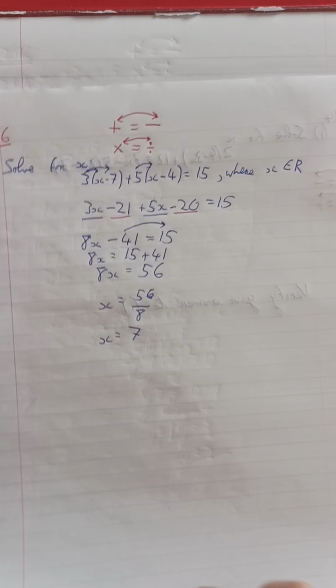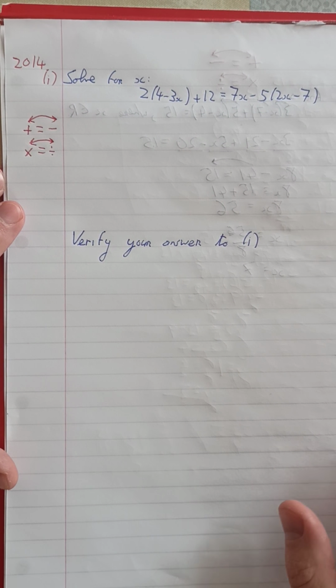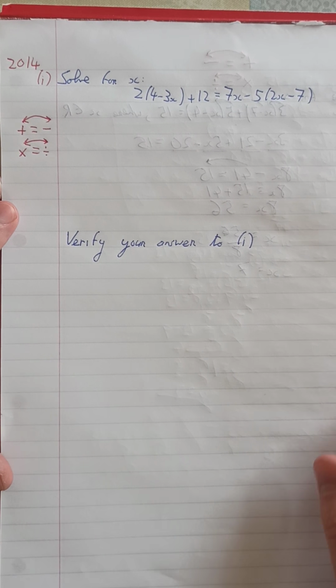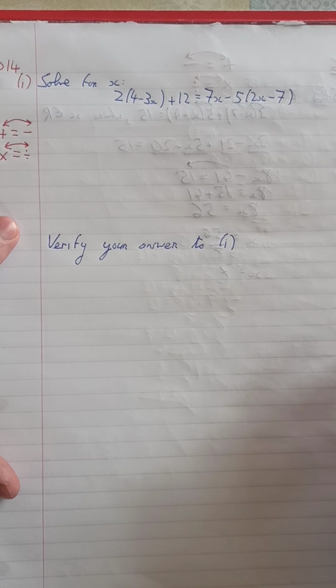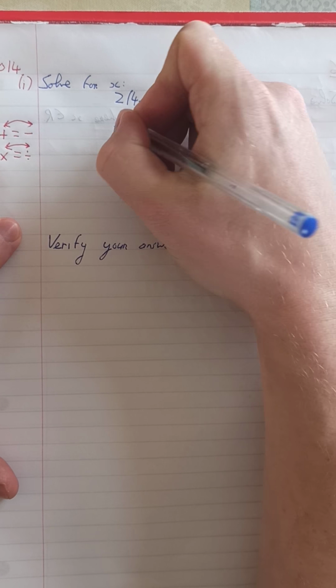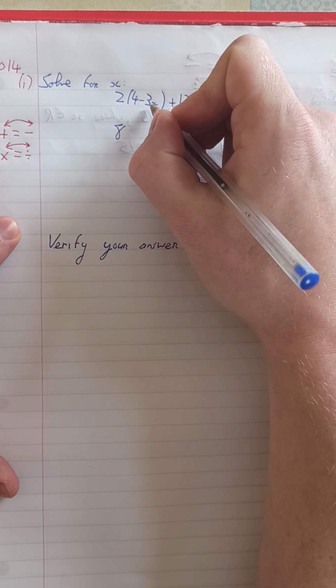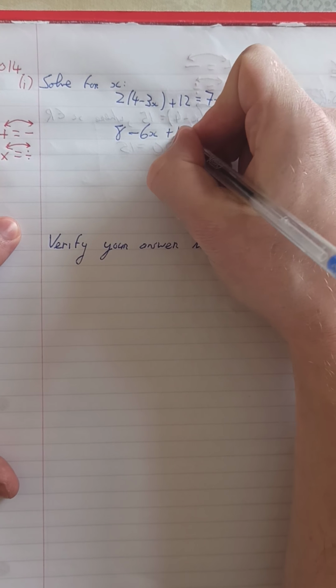Okay, I'll do another example. Okay, this came up in the Leaving Cert Ordinary paper in 2014. So again, the first step, I'm going to expand my brackets. 2 times 4 is 8. 2 times minus 3x is minus 6x. Then I have plus 12.